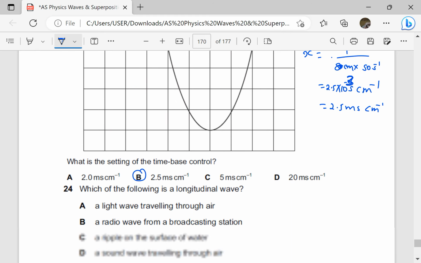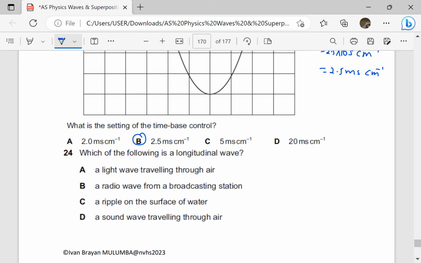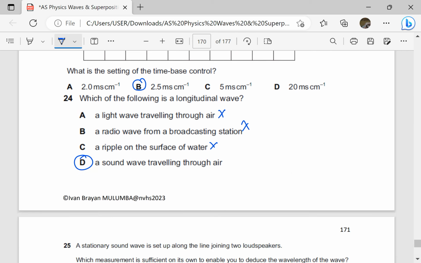That's supposed to be a very simple question. Which of the following is a longitudinal wave? A light wave traveling through air, that is transverse. A radio wave, that is transverse. A ripple on the surface of water, that is transverse. A sound wave, that is longitudinal.